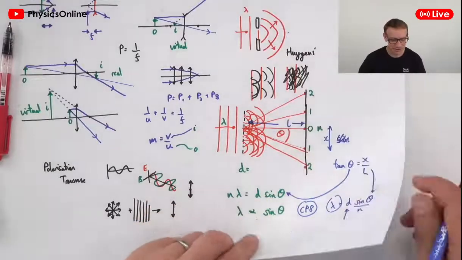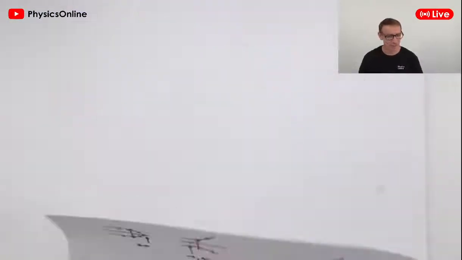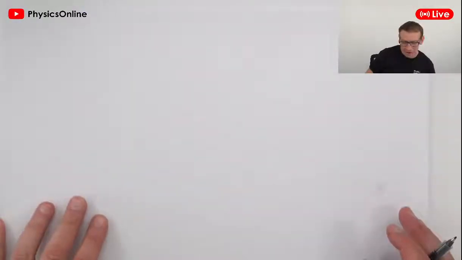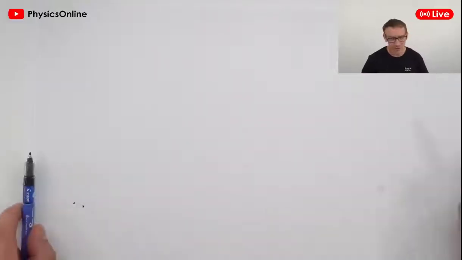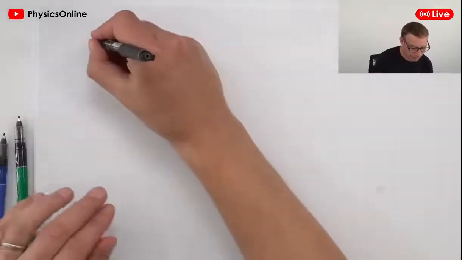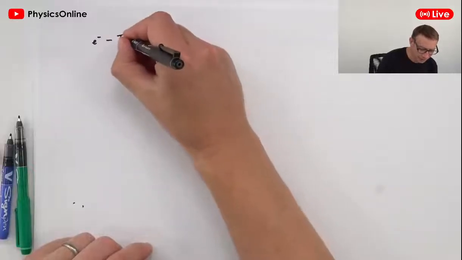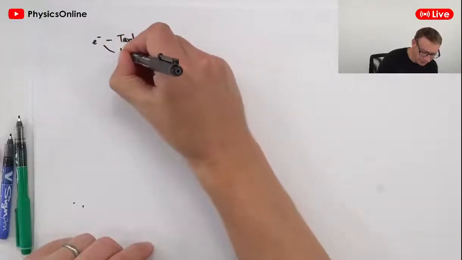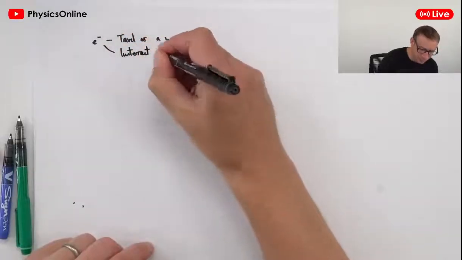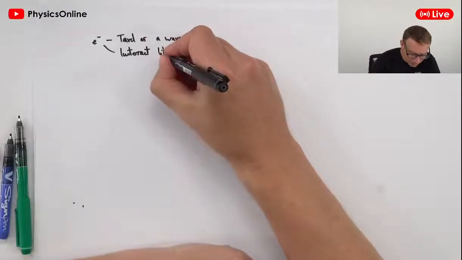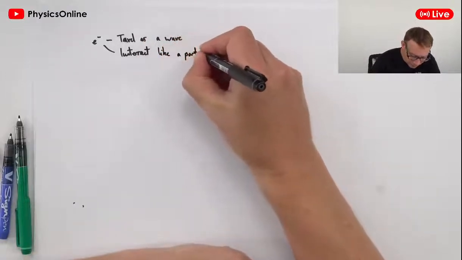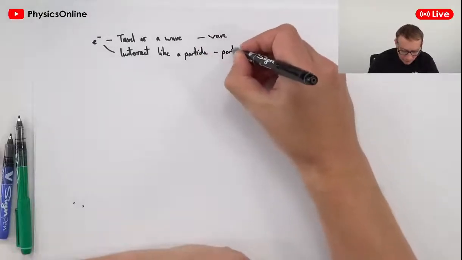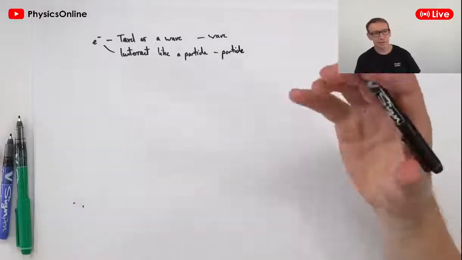Okay. Let's do the next bit, which is about the wave. Oh, this is kind of quantum stuff. This is good. So, electrons. The way I see it is they travel as a wave, and they interact like a particle. So that means they have both wave and particle-like properties, and that means we have this wave-particle duality.